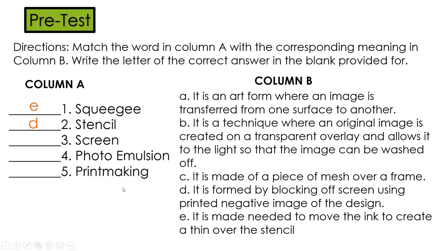Number 3, and what is the screen all about? The answer is letter C. It is made of a piece of mesh over a frame. How about the photo emulsion? Yeah, that's right. That is letter B. Photo emulsion is a technique where an original image is created on a transparent overlay and exposed to the light so that the image can be washed off.